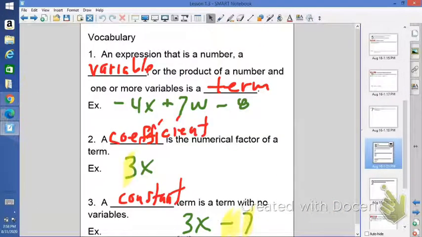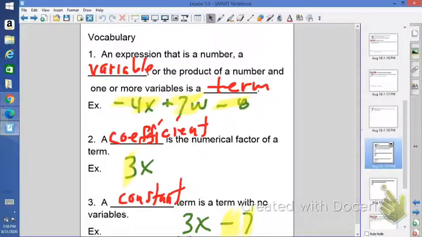Okay, some quick vocabulary. This is review. An expression that is a number, a variable, or the product of a number and one or more variables is called a term. So in this example, negative 4x plus 7w minus 8, there are 3 terms. So negative 4x is a term, the positive 7w is a term, and the negative 8 is also a term. So there's 3 terms in that expression.